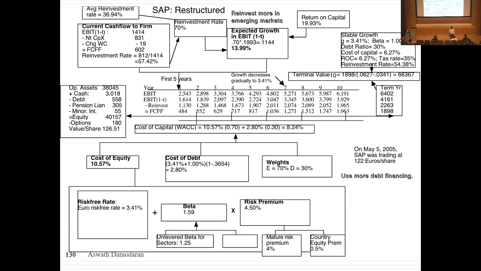This is the value of control, right? You get to run the firm, you do things differently. That difference is the value of control. It was difficult here. Why? Because the company was well run.